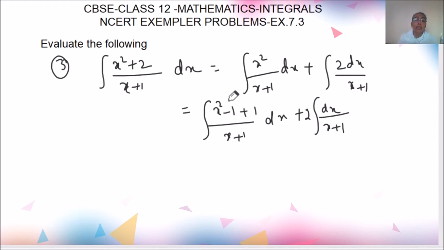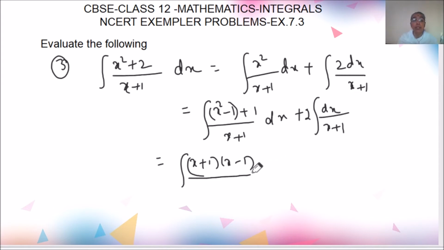Now this x square minus 1 is in the form of a square minus b square formula. So we can use that formula and write x plus 1 of x minus 1, right? So the numerator is a plus b of a minus b, which is x plus 1 of x minus 1. And let me split this plus 1 by x plus 1 dx as a separate function. So this plus 1 by x plus 1 dx, here plus 2 by x plus 1 dx together.